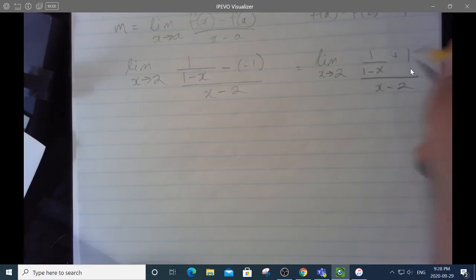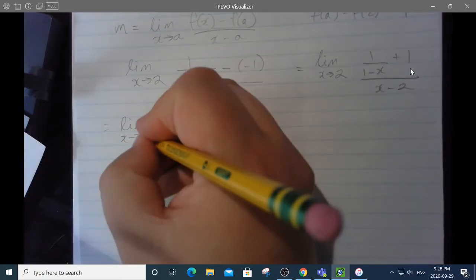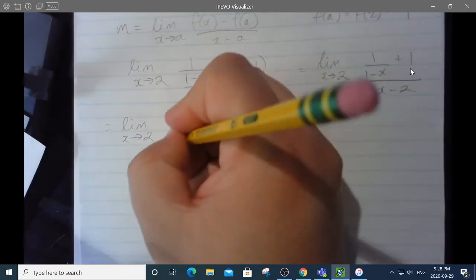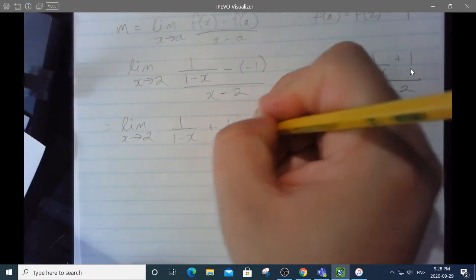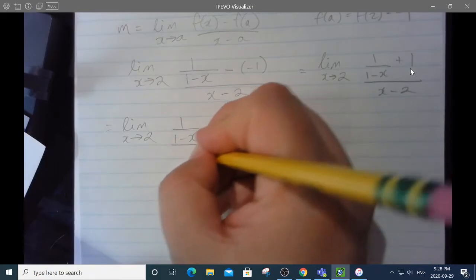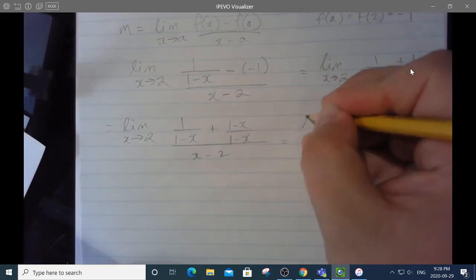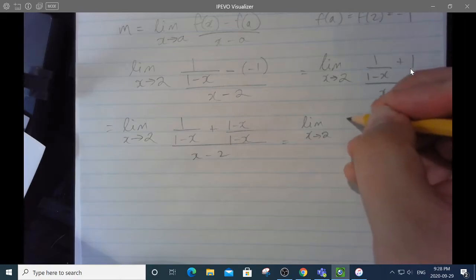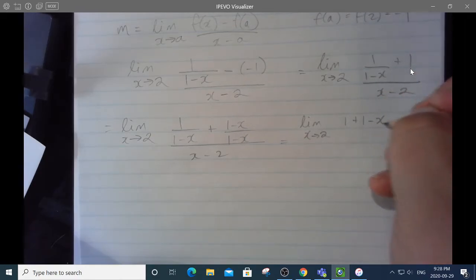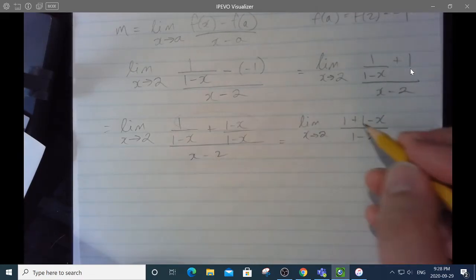So I'm going to rewrite the 1 as this. Do you get how that's a 1? This divided by itself is 1, so the 1 here is now that. And now that I have a common denominator, I can express this as 1 plus 1 minus x all over 1 minus x. The common denominator means I can combine these two numerators, and I did.